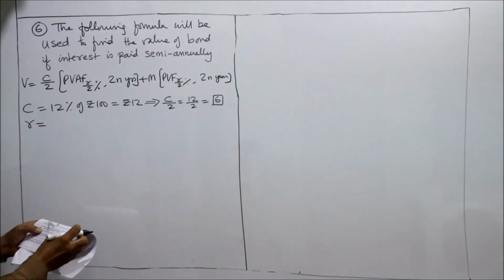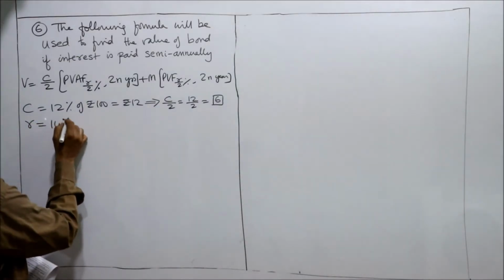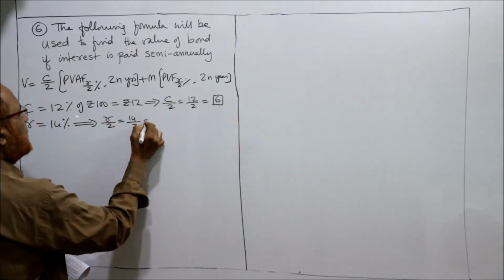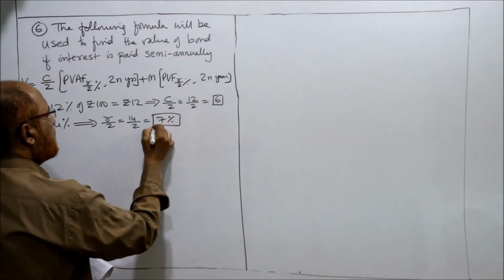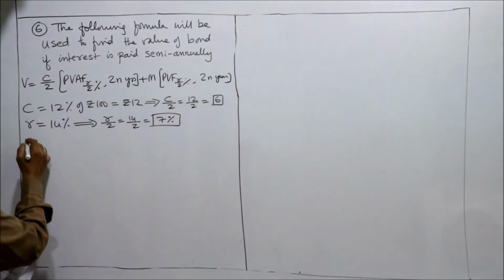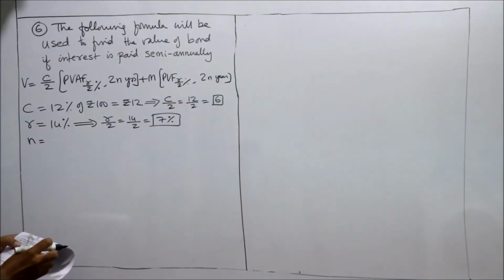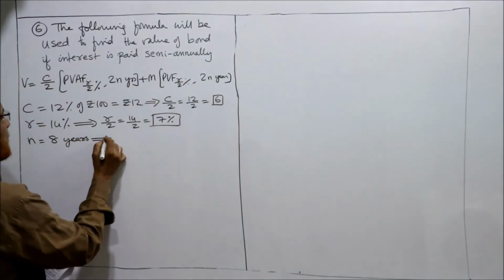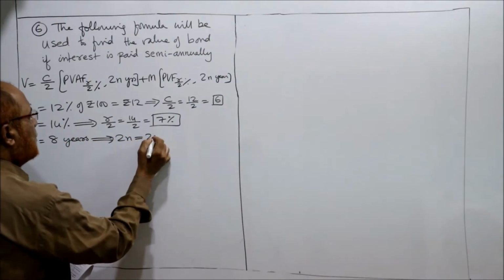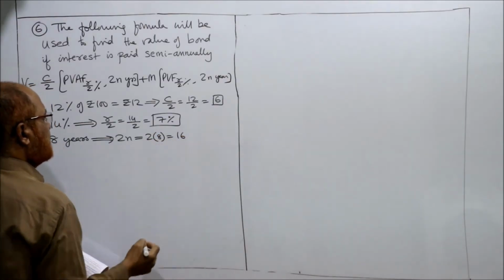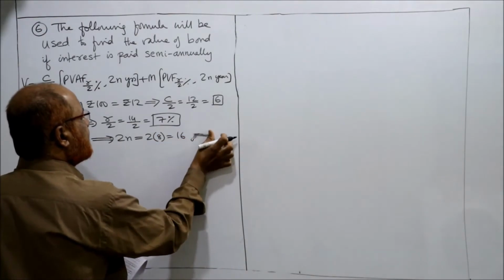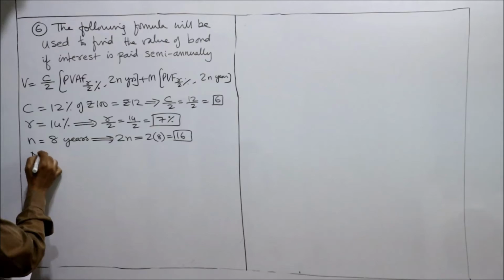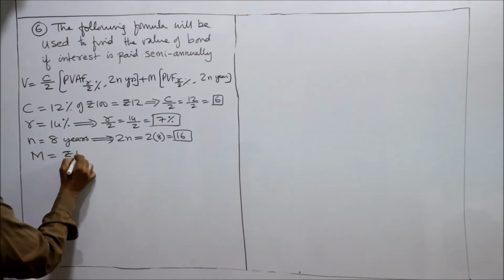R is equal to, the required rate of return is 14%. So R by 2 is equal to 14 by 2 is equal to 7%. Then we have N. N is equal to, how many years is it given? 8 years. 2N is equal to 2 into 8 is equal to 16 years. M is equal to maturity value. The maturity value is rupees 100.